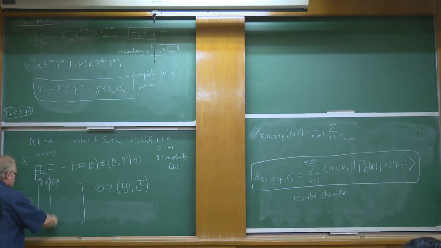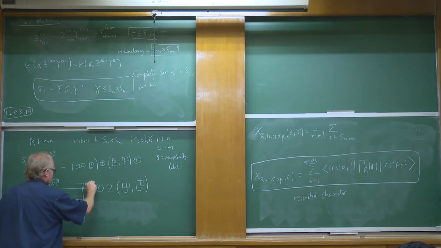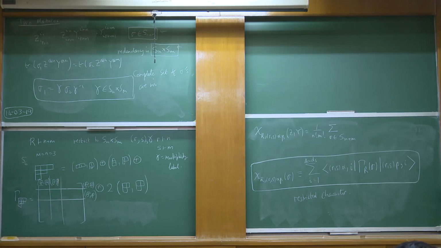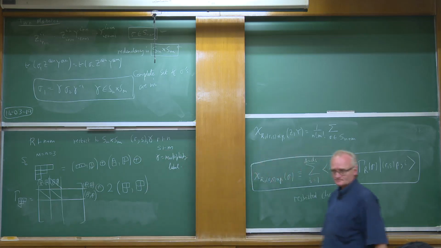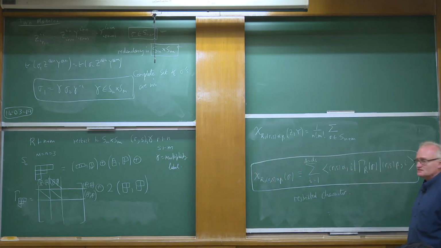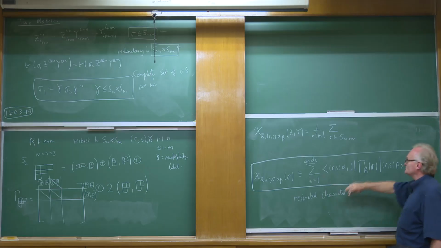Let me just draw this picture. And it would keep going. That's a 4 by 4 matrix. Exactly, you're allowed to take the trace there, or there, or there, or there. And that must be done to get a complete set. So that's the definition of this restricted character. They're not trivial to calculate.